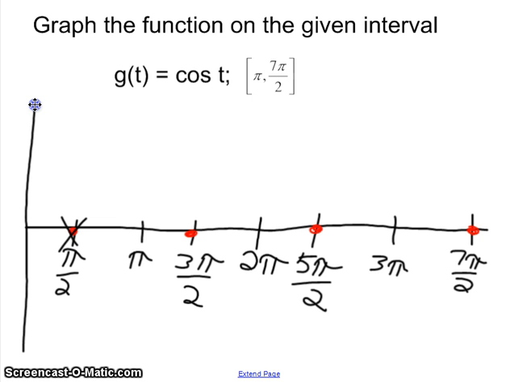At pi, now you can use your trig card to help you with this if you don't remember. At pi, what is the cosine of pi? You can either look at the graph that we already did together or look at your trig card. It's negative 1. So we've got a minimum at pi, a maximum at 2 pi, a minimum at 3 pi.